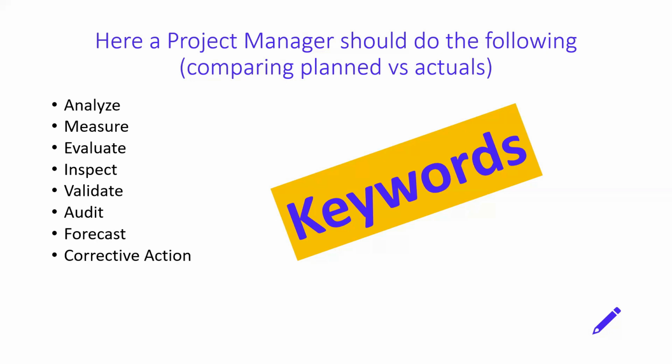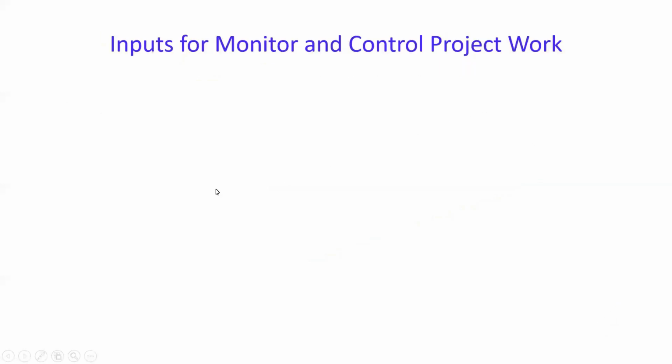And then take corrective actions. So if something is not working as per plan, take corrective actions, take preventive actions, do defect repairs. All these are done in the monitoring and controlling process group. So these are the keywords. Remember these keywords, make a note of them, it will be helpful for you for the PMP examination. Okay, now let's go ahead and see.